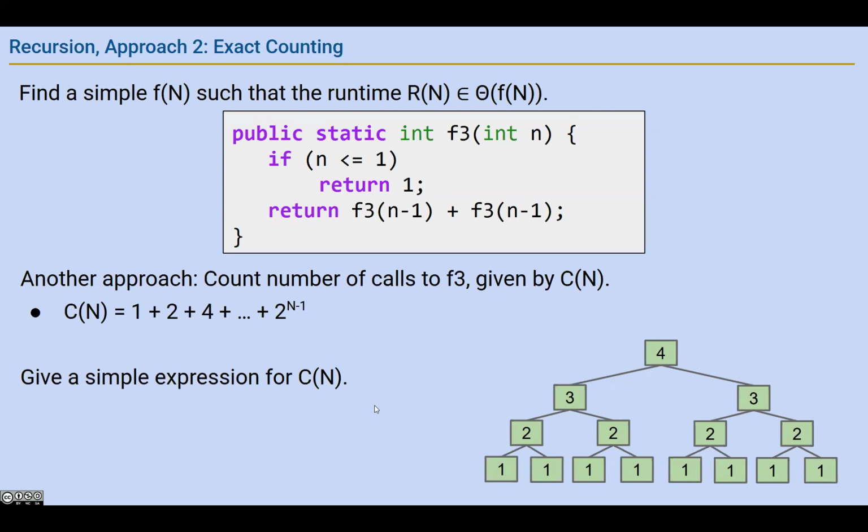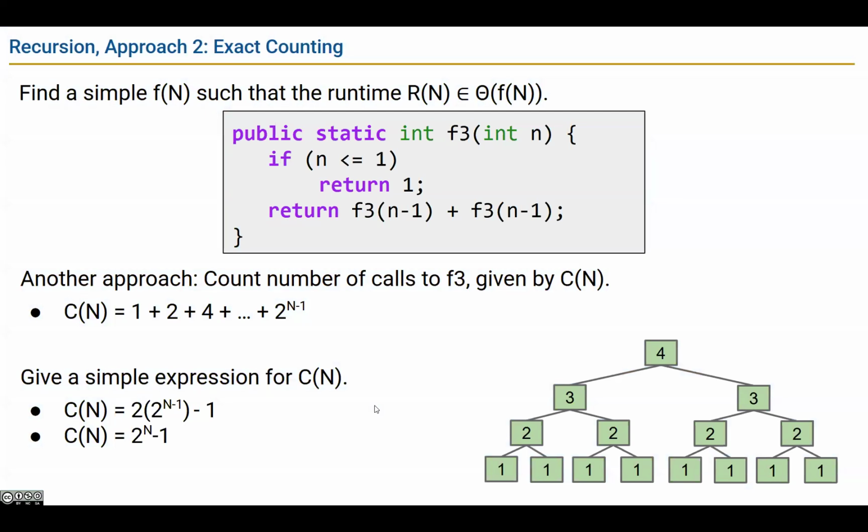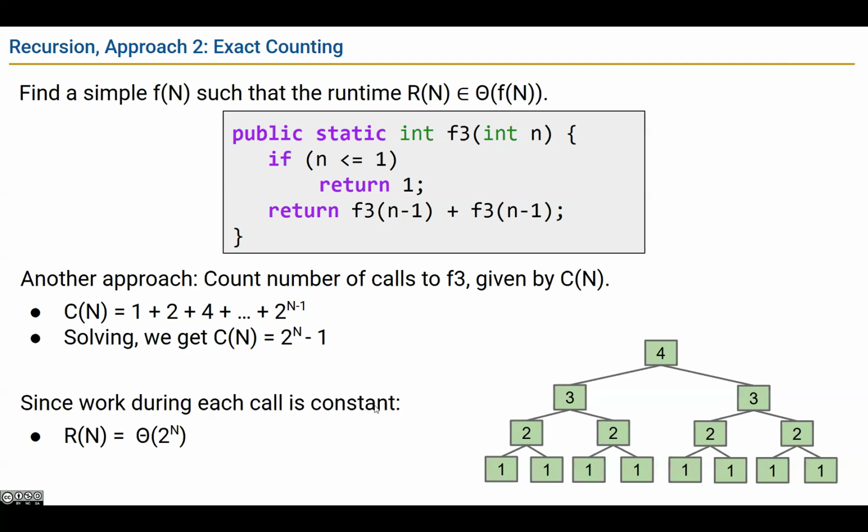Yeah, 2 times 2 to the n minus 1 minus 1. Or total 2 to the n minus 1, which evaluates to what theta class? Theta of 2 to the n. So the work of each call is a constant total, so the runtime should end up being theta of 2 to the n here. Now, I want to make one minor change, just kind of to show, oh yes.